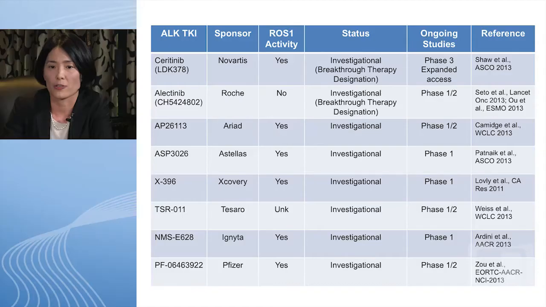And so shown here are 9 next-generation ALK inhibitors that are currently in clinical trials. And they're all at different stages of development. You can see some are very, very early on, just starting in phase 1, like the new Pfizer drug, PF6463922. And others like ceritinib or LDK378 are very advanced and are currently in phase 3 studies. Again, because of the limited time, I'm only going to focus primarily on the 2 most advanced ALK inhibitors, ceritinib or LDK378 and alectinib. So ceritinib is a second-generation ALK inhibitor developed by Novartis.